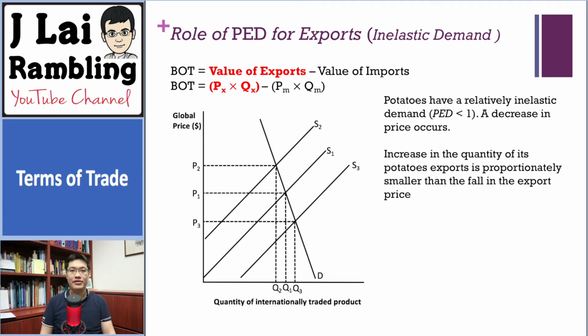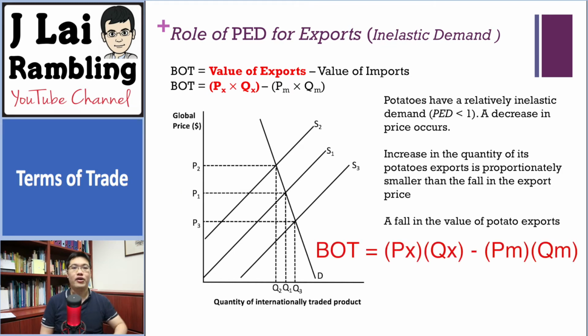So what happens when a decrease in the price occurs? Well, obviously, according to the law of demand, the quantity demanded would increase. However, the increase in the quantity of potato exports is proportionally smaller than the fall in export prices. And therefore, we'll see a fall in the value of potato exports. Why is this the case? Because when the price of exports goes down significantly and quantity only increases a little bit, from Q1 to Q3, the value of exports would go down.